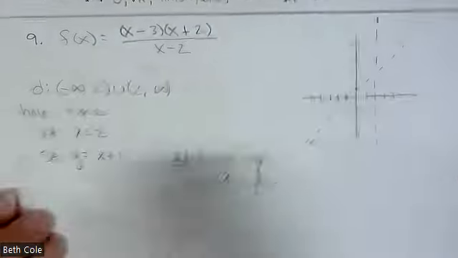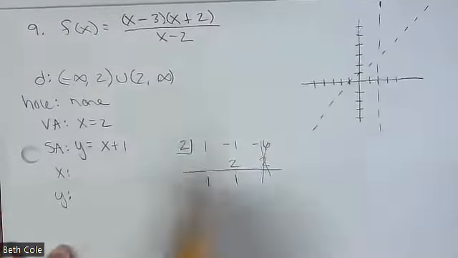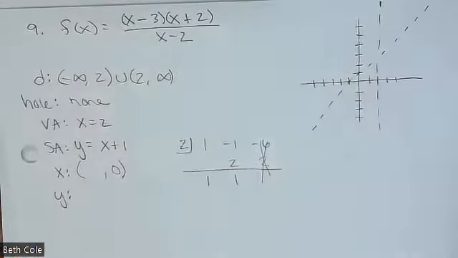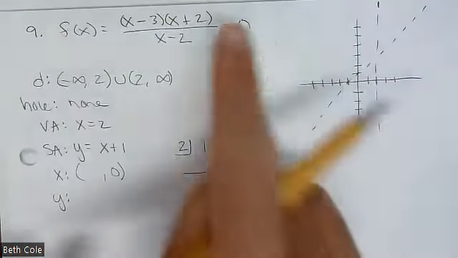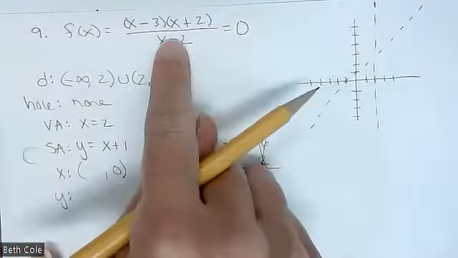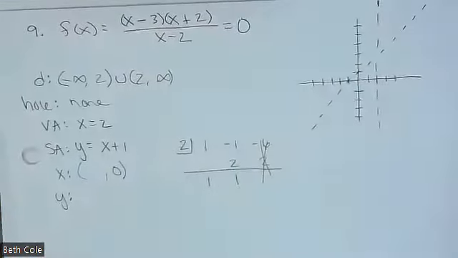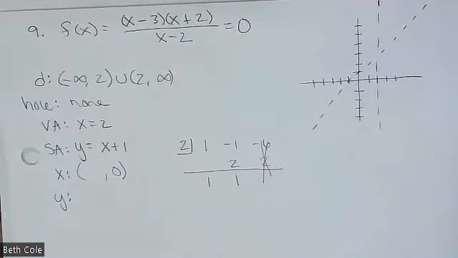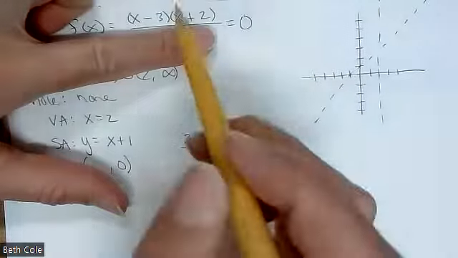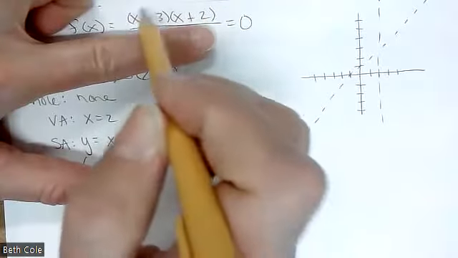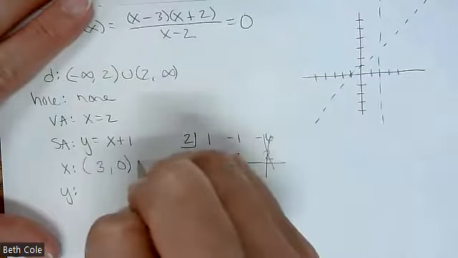I always do the intercepts next. I think it'd be nice if we had a point to plot. How do you get an x-intercept? Set it equal to 0. Now, if you set this whole thing equal to 0, the first thing you would do is multiply over the x minus 2, but that's just going to give you 0. 0 times anything is 0. So you have this equals 0. You're going to have 2 of them. What's the first one? 3. So we get 3, 0.